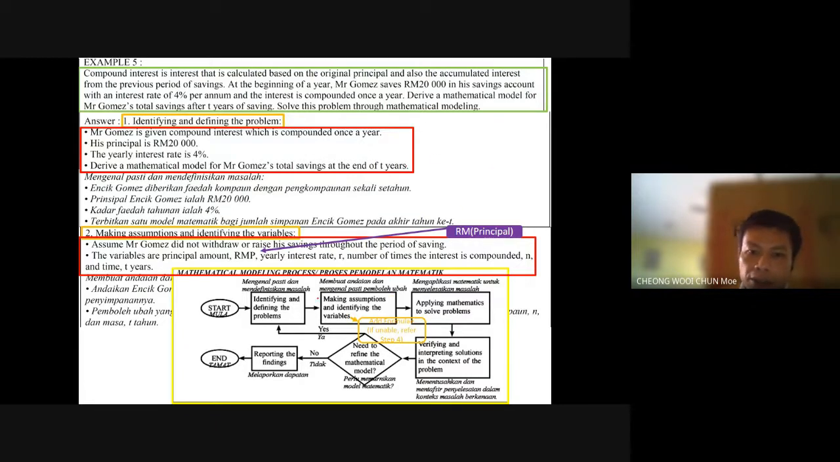So step 2, making assumptions and identifying the variables. We can assume Mr. Gomez did not withdraw or raise his savings throughout the period of saving.